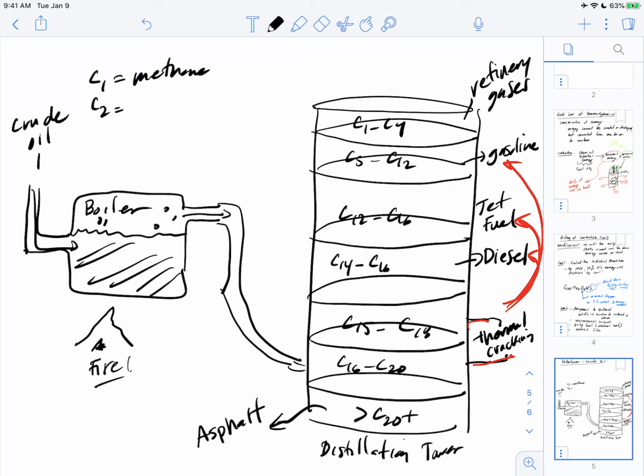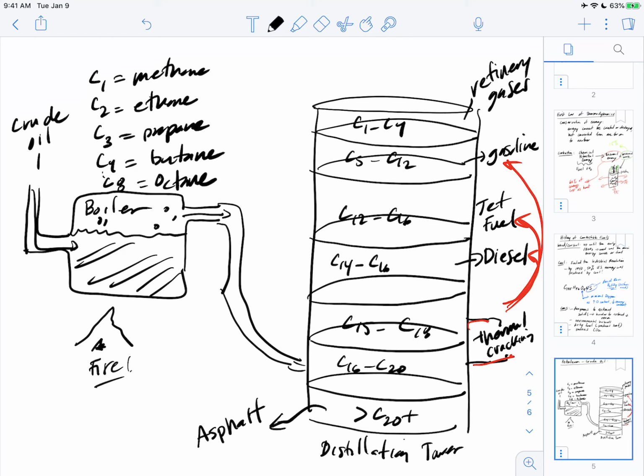C2 is ethane. C3 is propane. The 4-carbon chain is butane. I was missing ethane earlier when I had a little brain freeze. If we go all the way down to C8, that is octane. So you've heard of high octane fuels. That's going to be fuels that have a high proportion of C8 in the gas mixture. So you can see that we have a bunch of different things.